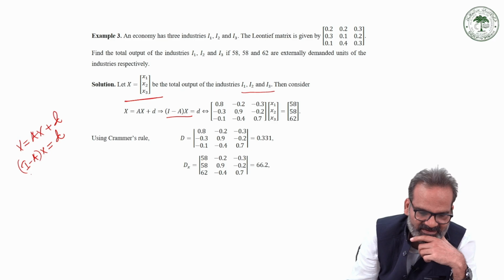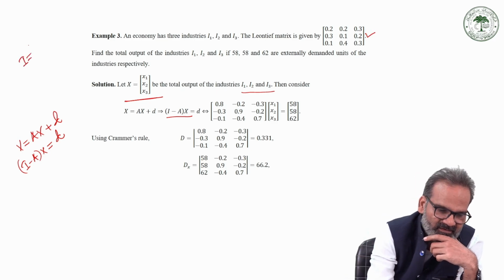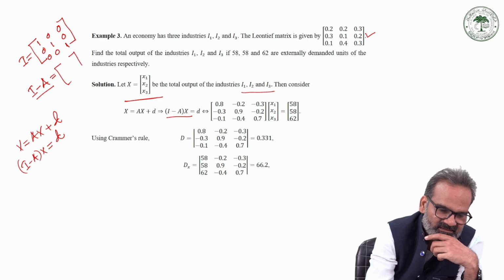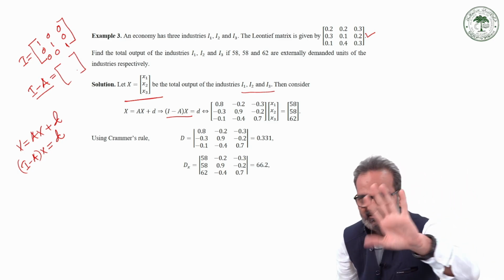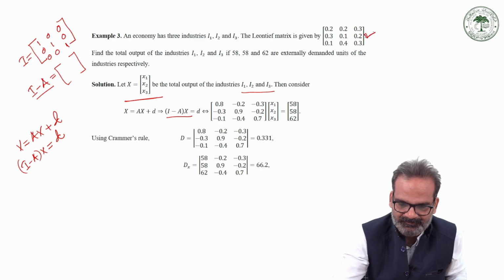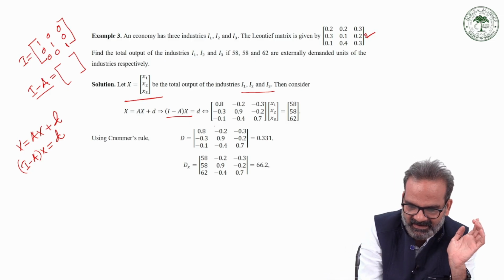Now what is I minus A? A is given, and I will be an identity matrix: 1 0 0, 0 1 0, 0 0 1. So find out the difference of the identity matrix and the matrix A. This is an exercise for you. The difference of the identity matrix and the matrix A, right? So you will get a matrix like this.